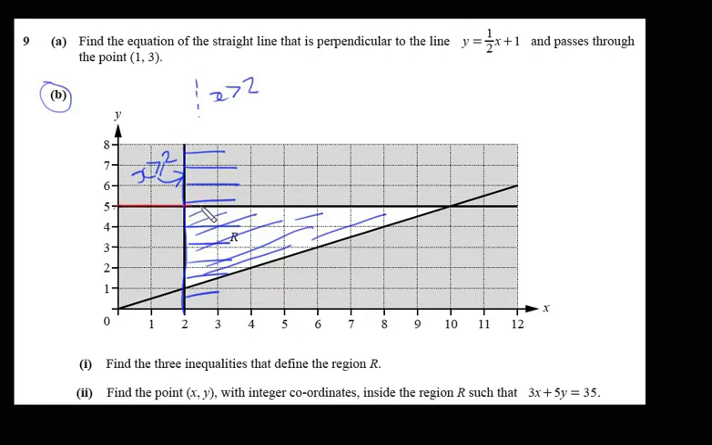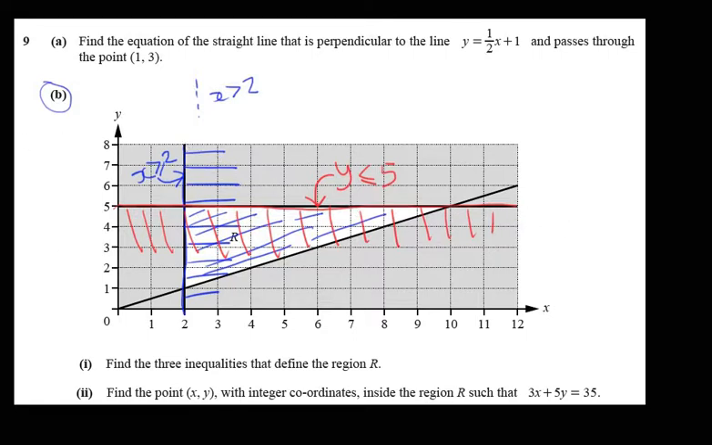Now let's look at y is equal to 5, which is again a solid straight line, and to create region R, we're going to shade it downwards. That means y is less than 5, and since it is a solid straight line, this inequality will be y is less than or equal to 5. So we've got two inequalities already.